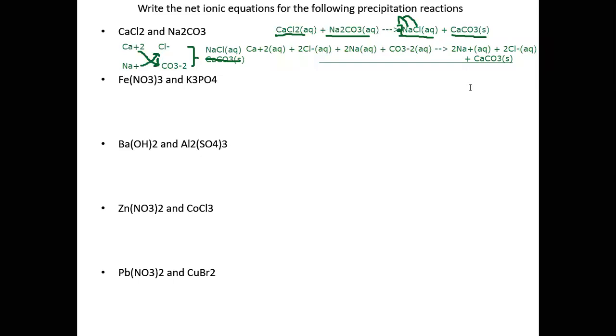So now we have all the aqueous written as ions. What you want to look for is which ions, or which species, are exactly the same on both sides of the chemical equation. You'll see here 2 sodium ions on the reactant side, 2 sodium ions on the product side, so we can cancel those out because they're exactly the same. 2 chloride ions on the reactant side, 2 chloride ions on the product side. We can cancel these out.